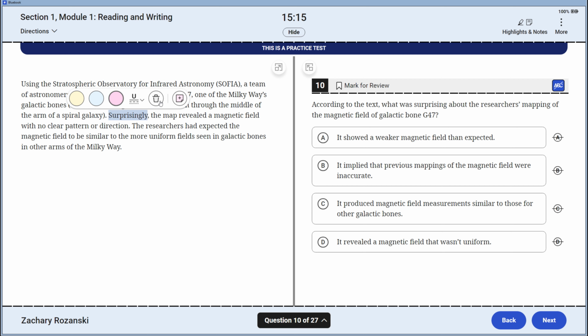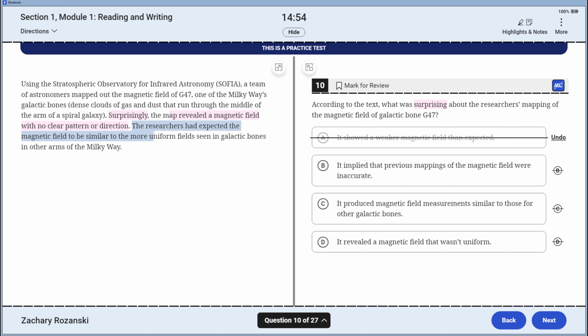Surprisingly, this is huge for my surprising, obviously. The map revealed a magnetic field with no clear pattern or direction, which is as expected. So this is where we're living, a magnetic field with no clear pattern or direction. No clear pattern or direction doesn't speak to strength. It implies that previous mappings of the magnetic field were inaccurate.